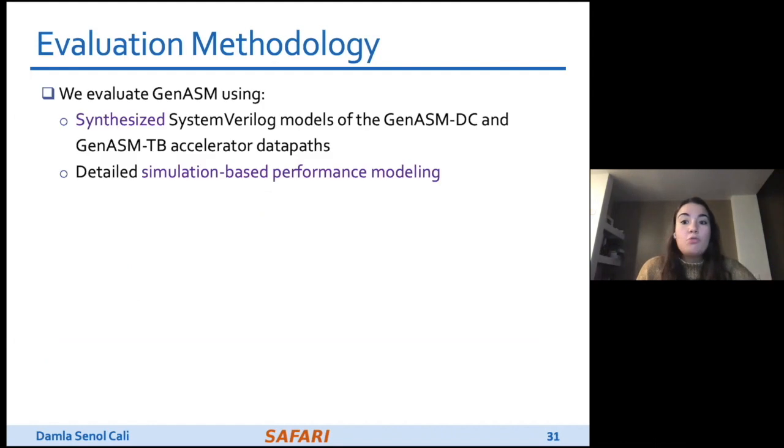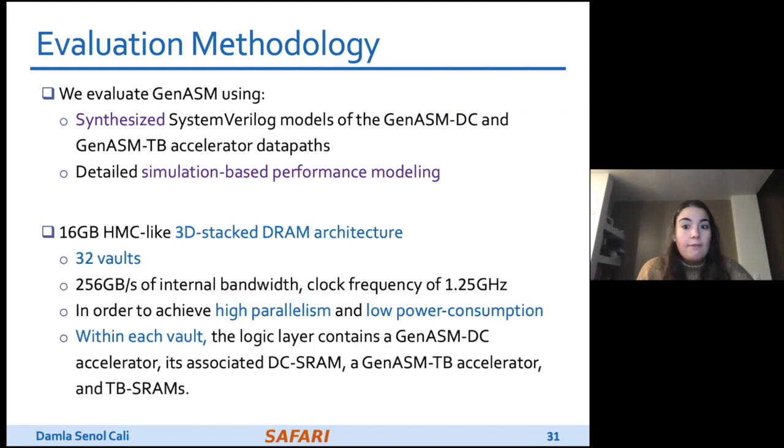Let's look at our evaluation of the GenASM design and framework. So we evaluate GenASM using a combination of synthesis of our DC and TB accelerator data paths and a detailed simulation-based performance modeling. And we evaluated 16 gigabytes of HMC-like 3D-stacked DRAM architecture with 32 vaults. So our accelerators can be ported anywhere in the system, but in order to achieve high parallelism and low power consumption, we place both DC and TB along with the associated SRAMs in the logic layer of the 3D-stacked memory. And as I will show next, our hardware is highly efficient in terms of both area and power, so they are within the budget limits of the logic layer.